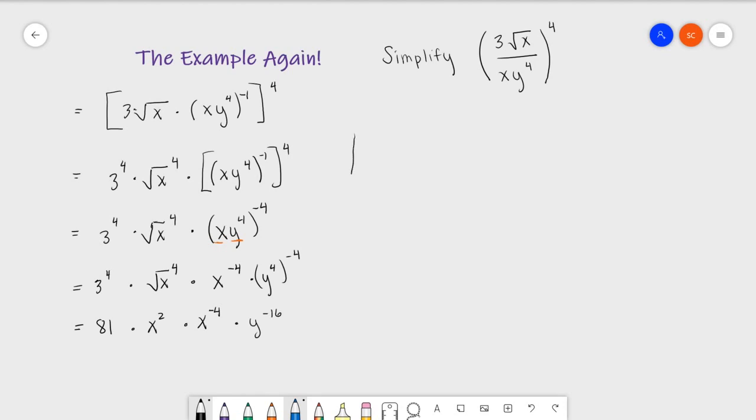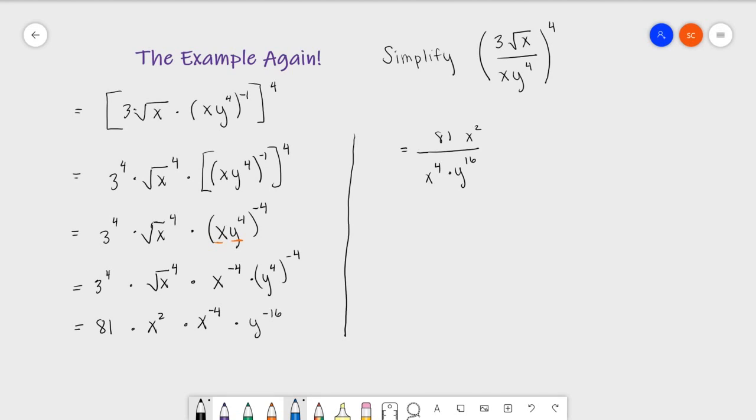Now, very often in math, we don't like to leave a simplified answer with negative exponents. So I'm going to clean this up a little bit. Negative exponents mean that I should put those things in the denominator. So I'm going to do that. x to the fourth times y to the 16th. Is it starting to look familiar?